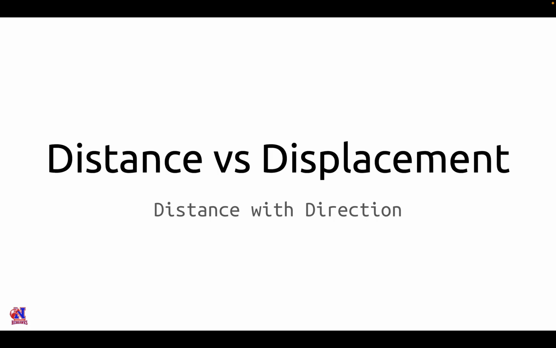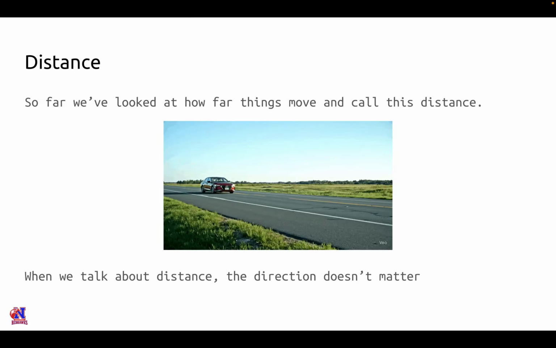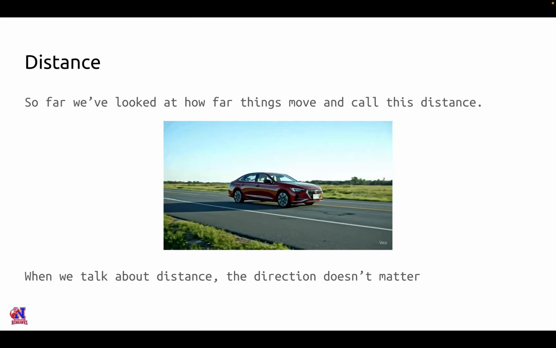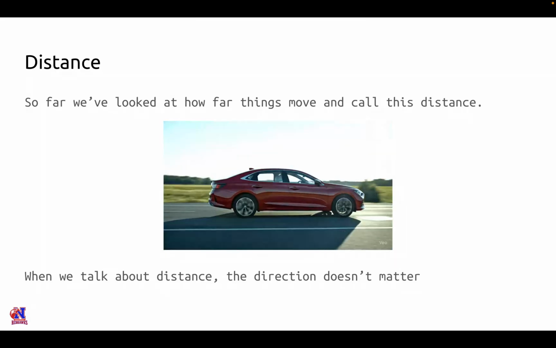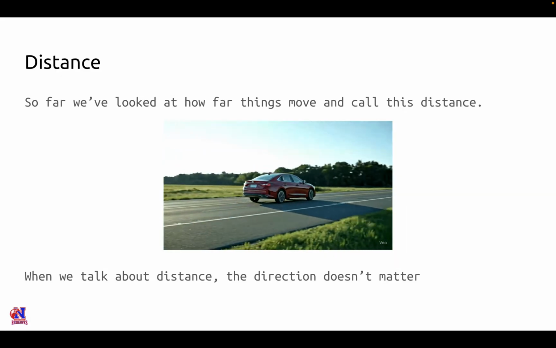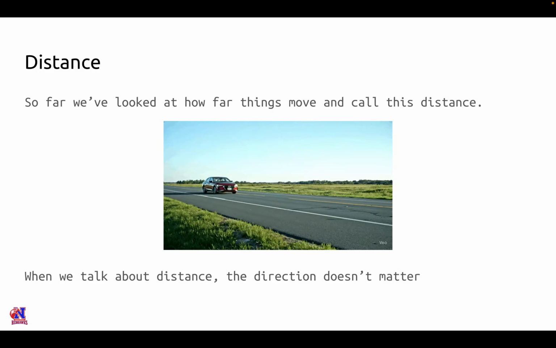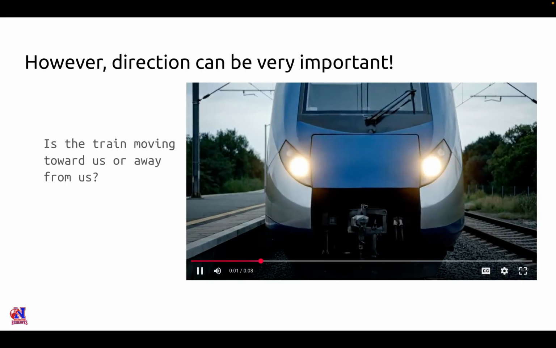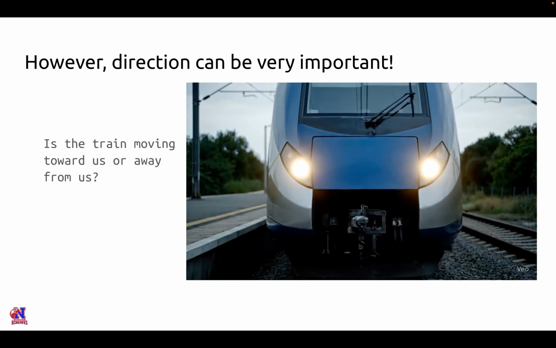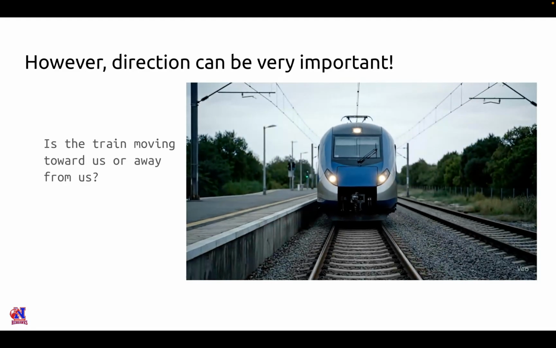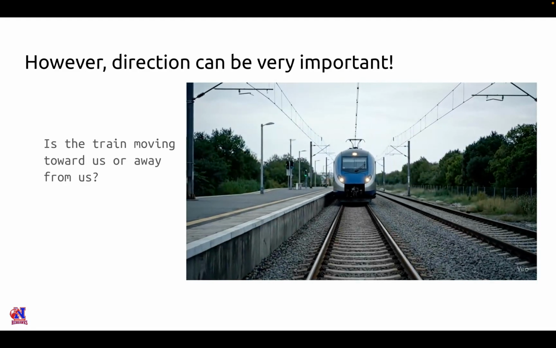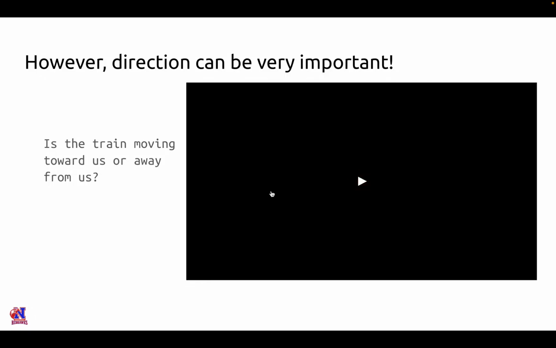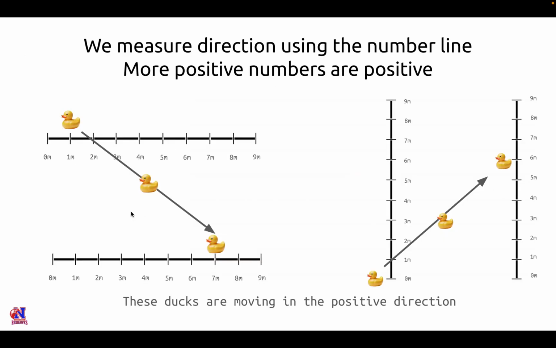Up until now, we've been talking about how things move in terms of distance. We just say, how far did this car move? And we don't really care about the direction of the car when we talk about distance. We just want to know how far it moved. But sometimes it's very important something is moving towards us or away from us. And so direction can be very important. And direction is what we talk about when we talk about displacement.